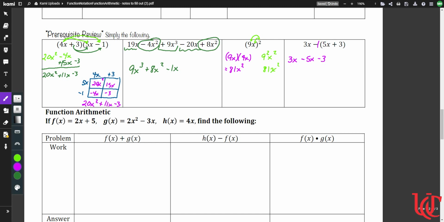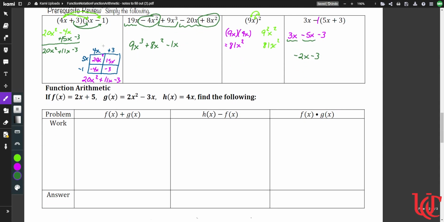Combine like terms, which is just that 3x and the minus 5x. So you have negative 2x minus 3. And that is all we can do right now with that.